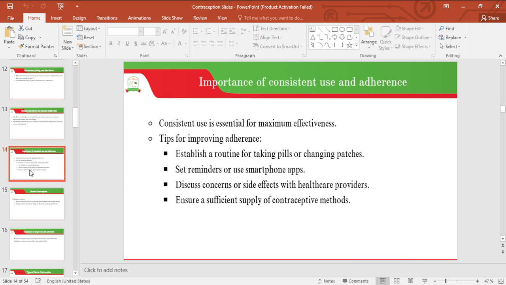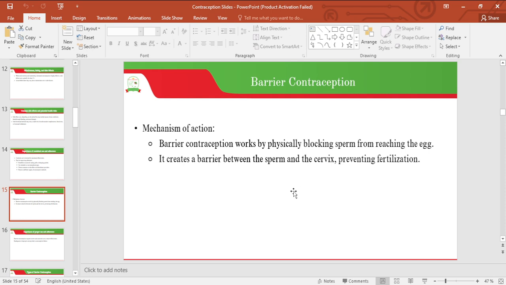such that the client does not enter into the next month when she does not have contraceptive methods with her. Let's look at barrier contraception and its mechanism of action. Barrier contraception works by physically blocking sperm from reaching the egg. How does it do this? It creates a barrier between the sperm and the cervix, hence preventing fertilization.